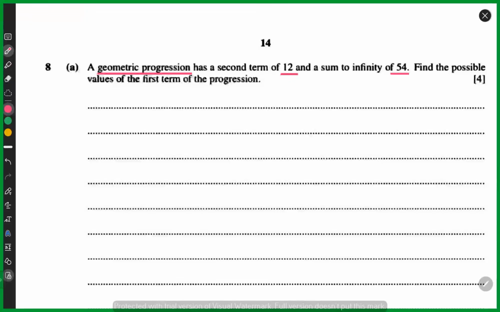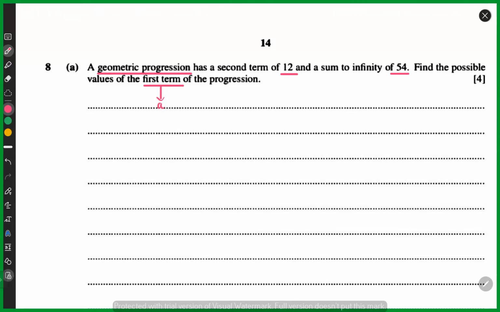Okay. We have two pieces of information. We know that the second term of the geometric progression is 12 and the sum to infinity is 54, and you need to find the possible values of the first term. What is the first term? How do we write first term? What symbol do we use for it? A. Very good. So it's basically small a.